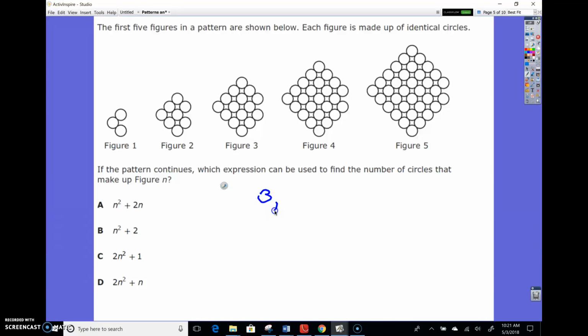1, 2, 3. How many circles? 3, 8. How many circles? 4, 12, 15. How many circles? 1, 2, 3, 4, 5. 20, 24. How many circles? 2, 4, 6. 1, 2, 3, 4, 5. 30, 32, 34, 35. I hope I count that right. Okay, and then use these expressions right here, see which one is there. Okay, go ahead and do that.